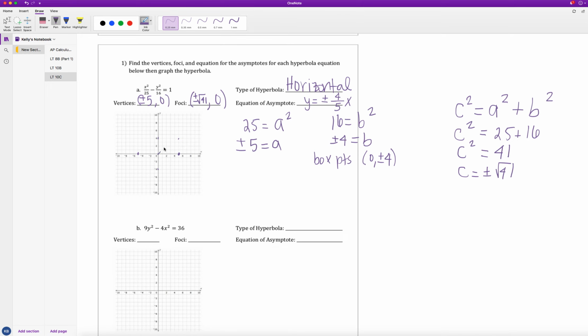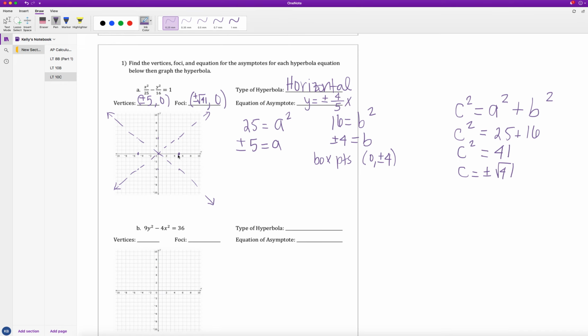Now if I dash in my asymptotes there, I get that one going up. Over here I go down 4 and to the left 5, and I get that one continuing on. I also get the negative 4 over 5, so down 4 and to the right 5, which gives me this part of the asymptote, and up 4 and to the left, and we get that one right there.